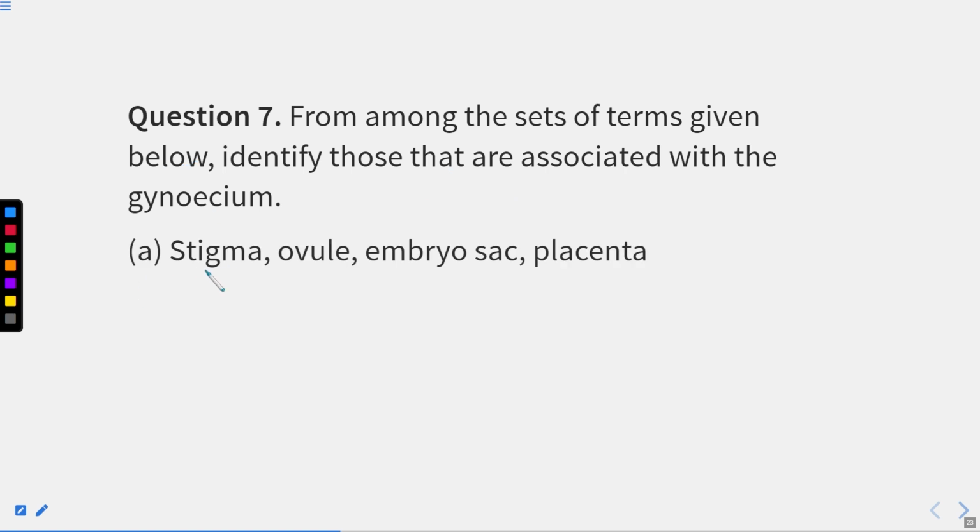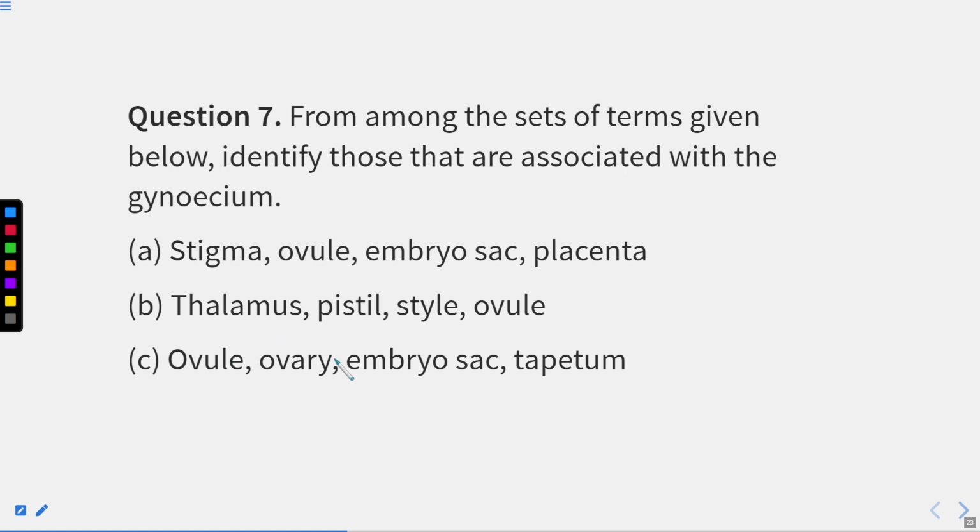Now option A is stigma, ovule, embryo sac and placenta. You have to identify the terms which are associated with the gynoecium. Option B is thalamus, pistil, style and ovule. Option C is ovule, ovary, embryo sac and tapetum. Option D is ovule, stamen, ovary and embryo sac.